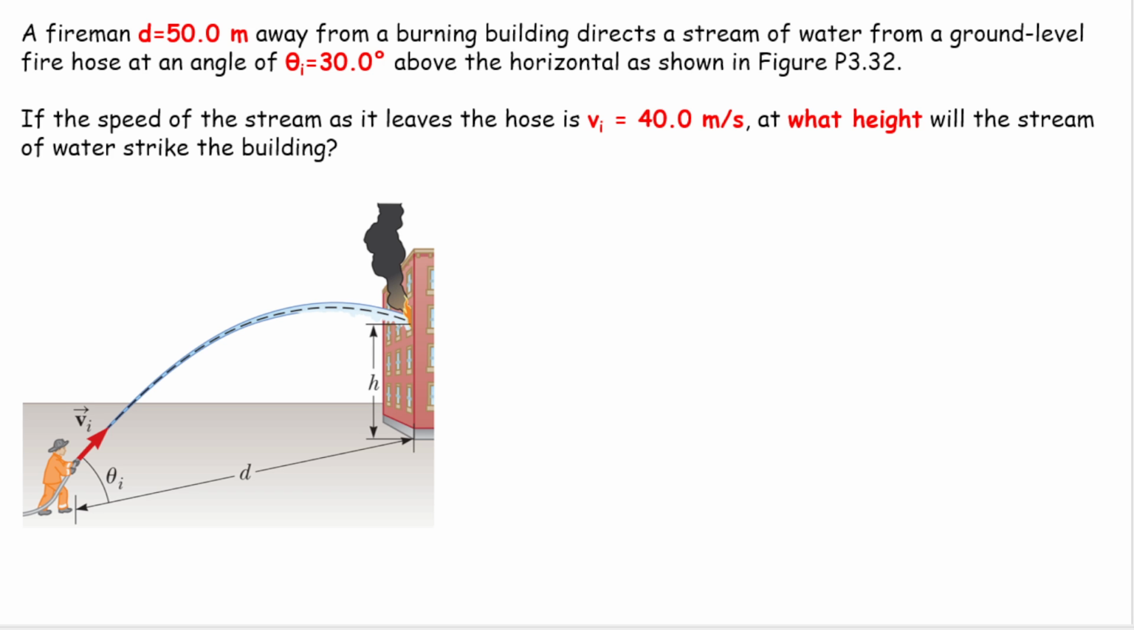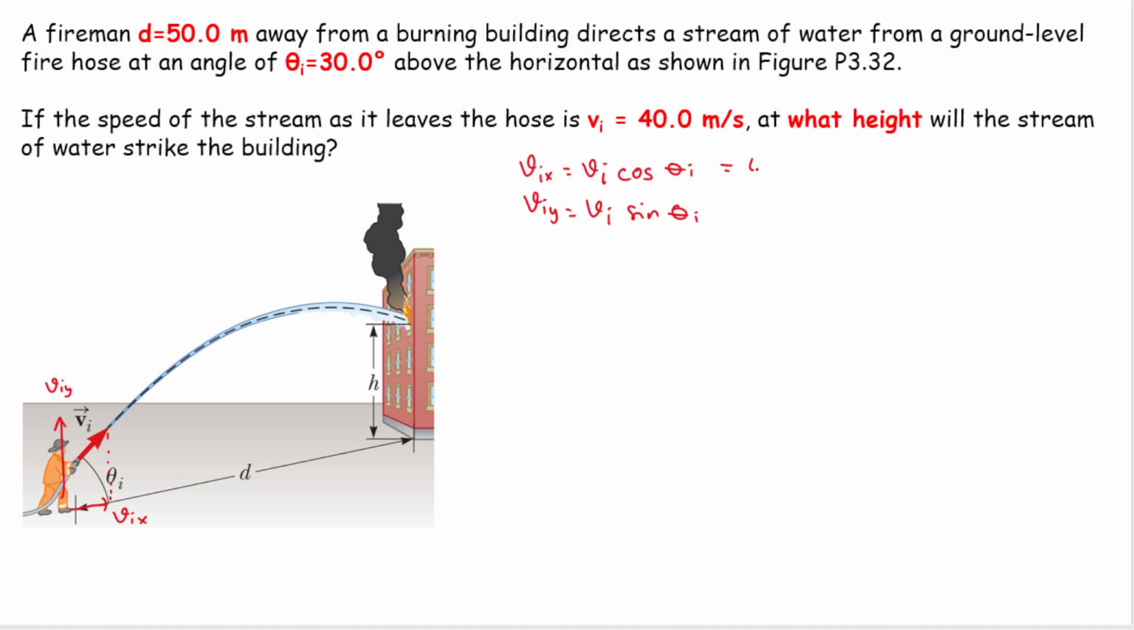Okay, let's decompose the initial velocity into horizontal and vertical components. So we will have Vi in the x direction, Vix, and also Viy in the y direction, the vertical direction. So Vix is equal to Vi cosine of this angle, theta i. And Viy equals Vi multiplied by sine of theta i.